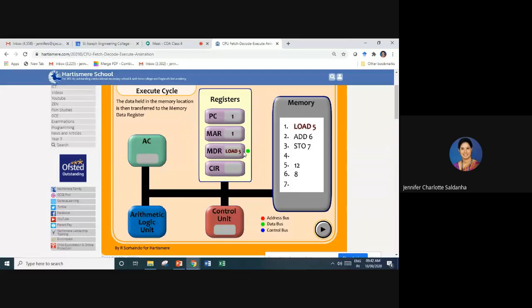Okay, what is the next step? The address is sent, the read signal is sent, and the data at that location, the load 5 instruction, is sent by the memory to MDR through the data bus. It is indicated by green. Then what is the next step? MDR has the instruction now. It is sent to the instruction register. Okay, now this completes instruction fetch.